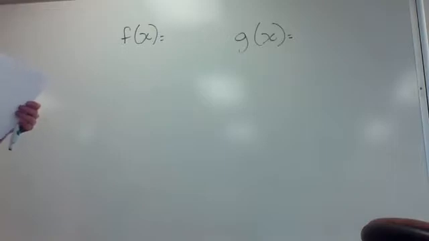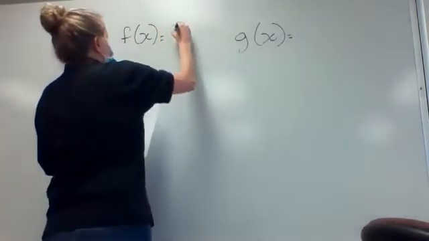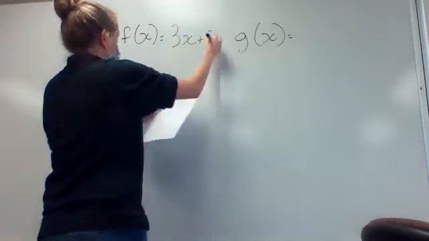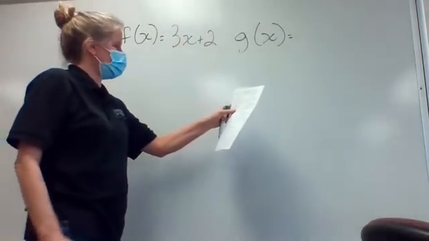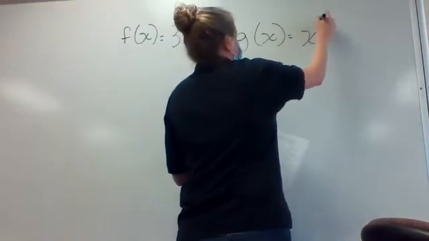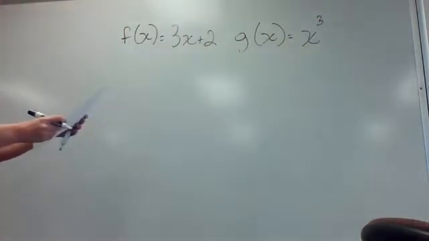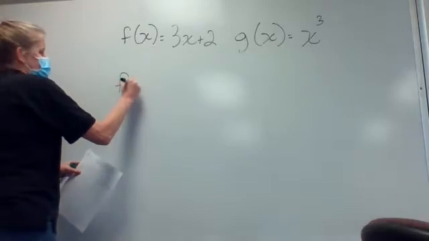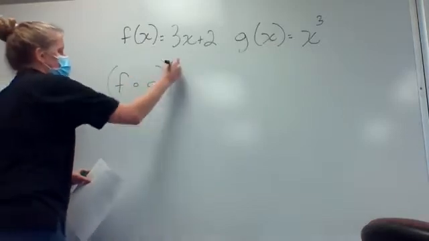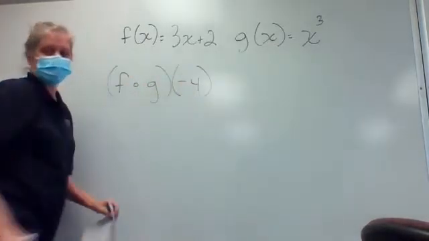I'm getting with it. So number 3, f of x is 3x plus 2. G of x is x to the 3rd. And we are finding f of g of negative 4.